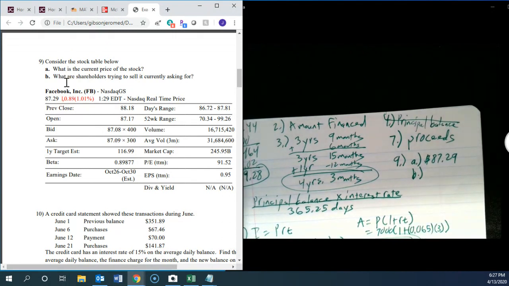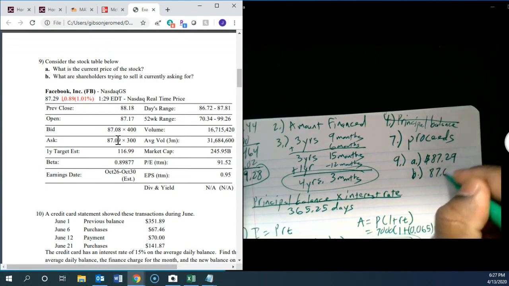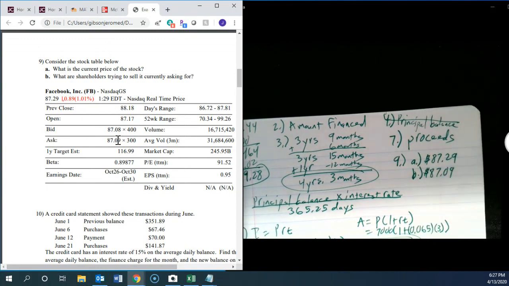Okay, B, what are shareholders trying to sell it currently asking for? So we will go for the ask price, which is $87.09. So that is it for number 9.